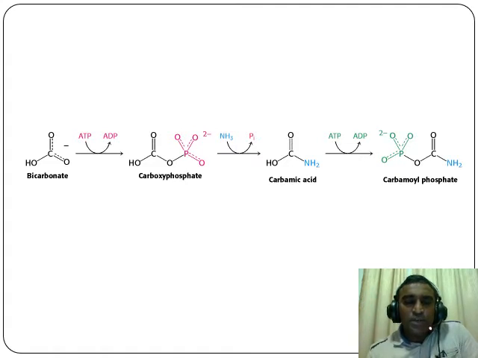The first step, in the first active site, is to activate the bicarbonate to become carboxyphosphate. Then the free ammonium ion comes, and there will be a switch from the phosphate to become carbamic acid, and then comes the next ATP hydrolysis, which eventually will make carbonyl phosphate.